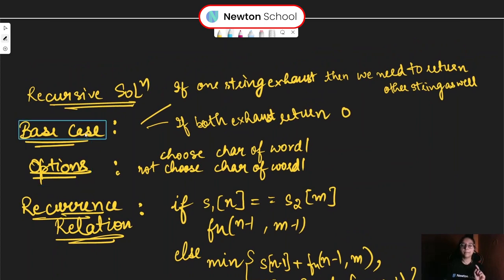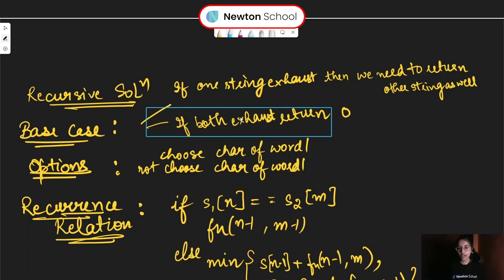Now comes the part about the base case. After the recurrence relation, we are required to stop that particular solution also, right? So for that, we require the base case. If one string exhausts, then we need to return the other string as well. If both of these strings exhaust, then we are required to return 0. So these are the two base cases which we require. So this was about the recursive solution. I'll show you the code at the end.